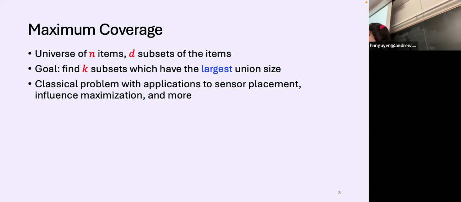And this is a pretty well-studied classical problem. There are a lot of applications in sensor placement, and then you also have influence maximization in a lot of other settings. So before I go further, I'm just going to formalize the input in 2 different ways. You can think of it in either way. That's to help you and also to help with the rest of the talk.